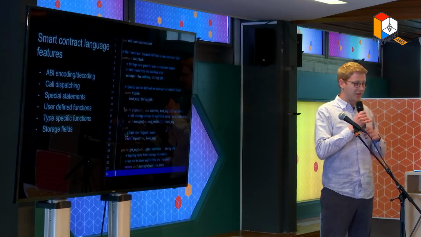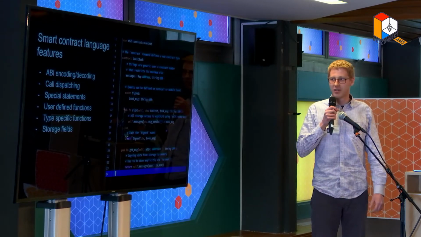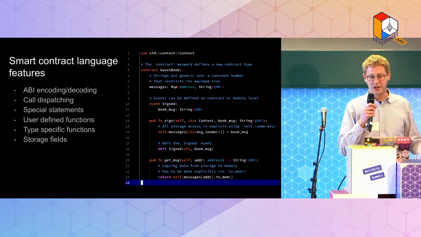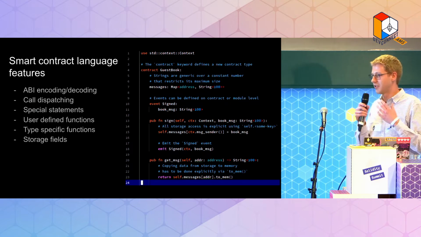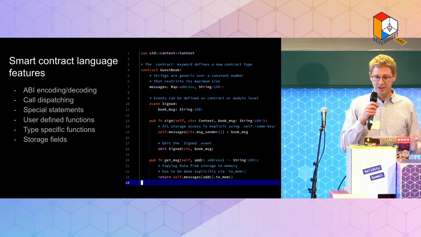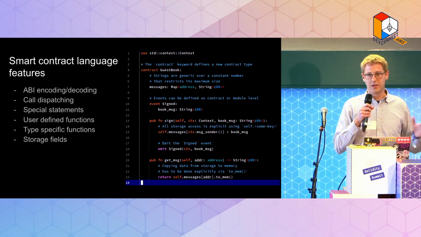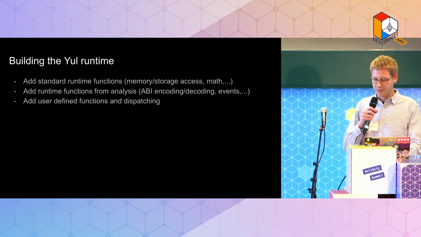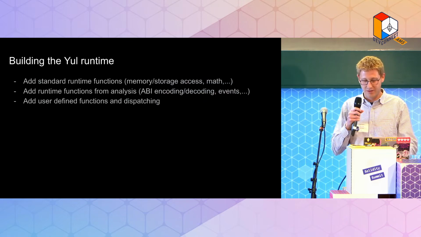As far as a high-level smart contract language goes, you want more features. You want ABI encoding and decoding, you want call dispatching, you want special statements like event emits and revert statements, you want type-specific functions like contract creation, contract construction, or type constructors, things like that, and you want storage fields. These things are not provided out of the box with Yul, so during code generation you need to add support for them. This presentation is just going to be about how we do that technically.